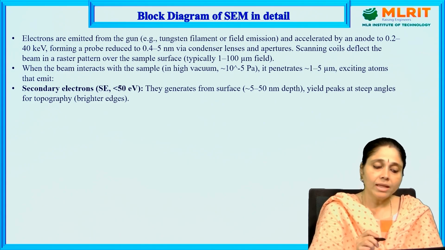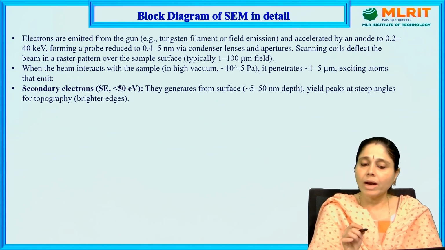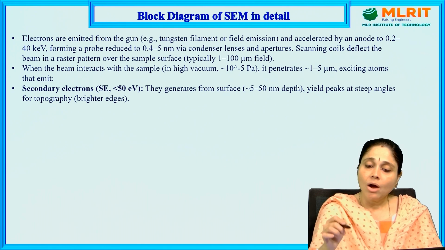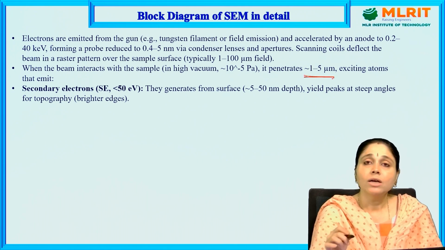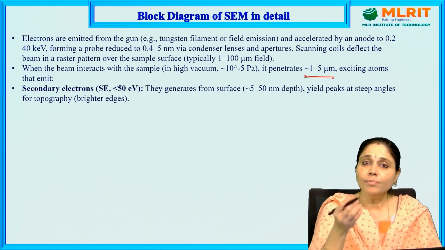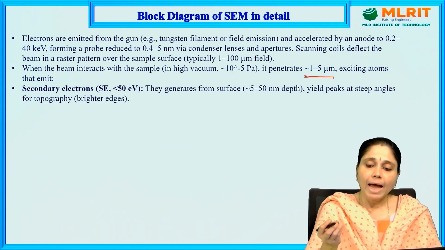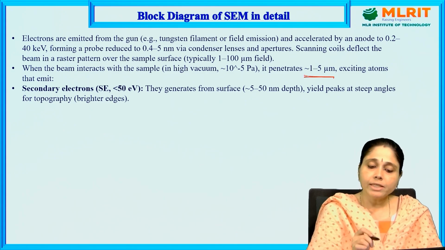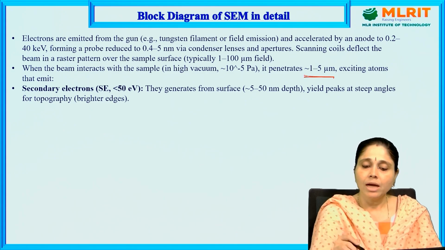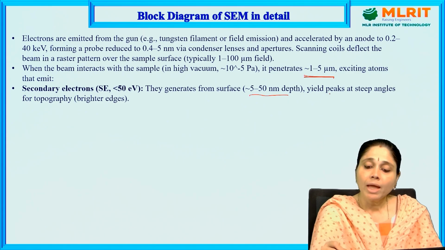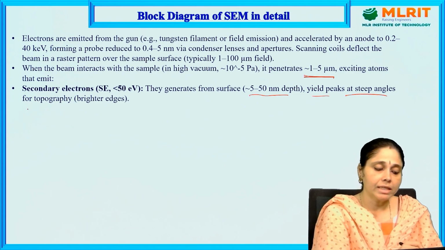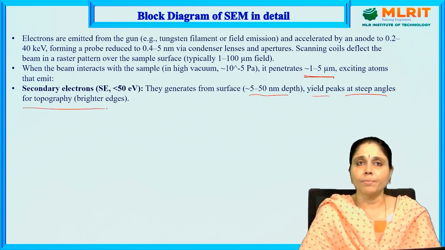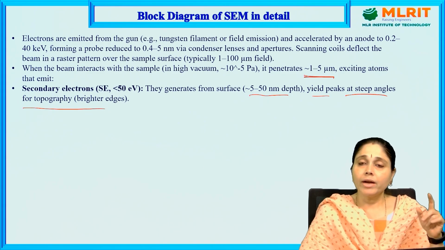Okay. When the beam interacts with the sample, what happens here? It penetrates 1 to 5 micrometers. So, the penetration length of the electrons will be of the order of 1 to 5 micrometers. Excited atoms emit secondary electrons, which are generated from the surface, at 5 to 50 nanometers depth. Yield peaks at steep angles for topography, with bright edges. So, what do they form? Secondary electrons generated from the surface.